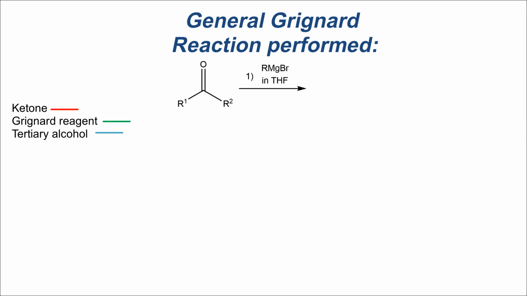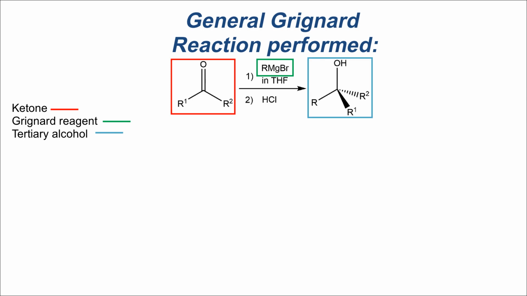To begin, let me review the general Grignard reaction being performed. The first step of the reaction is to combine the ketone and the Grignard reagent, forming an alkoxide. Since various ketones and Grignard reagents can be used, I am showing R groups, signifying other possible carbon substituents. The second step of the reaction is to quench the alkoxide mixture with hydrogen chloride, or HCl. This forms the product being a tertiary alcohol with the added R group from the Grignard reagent.